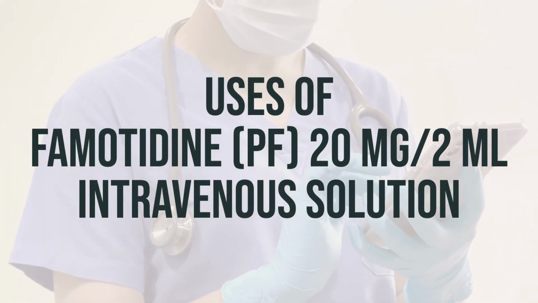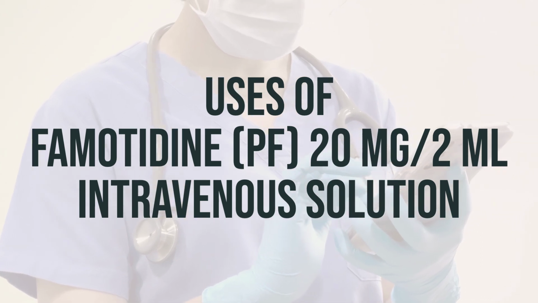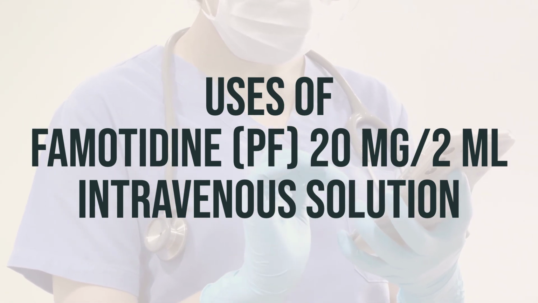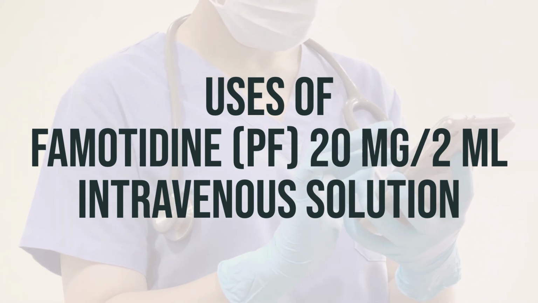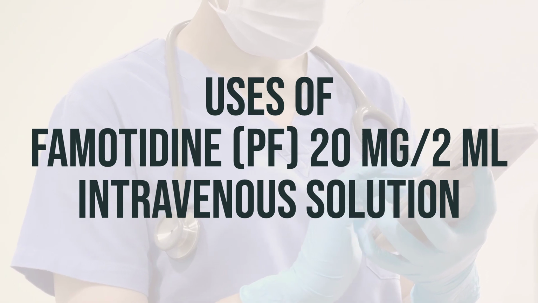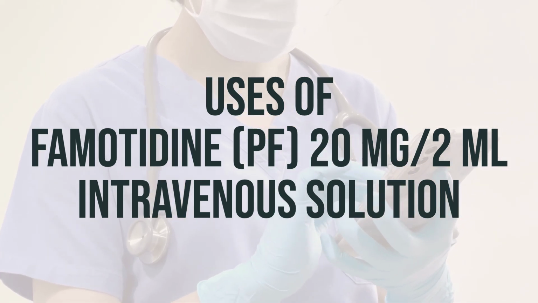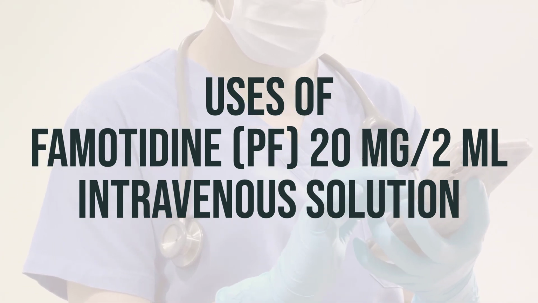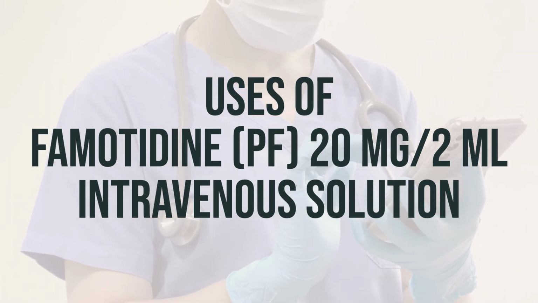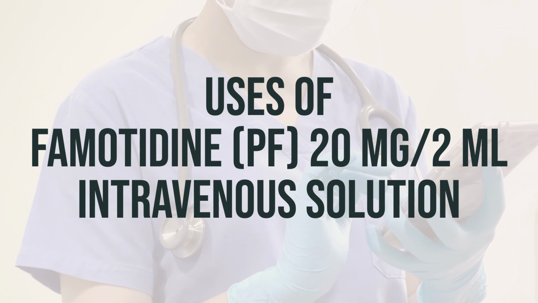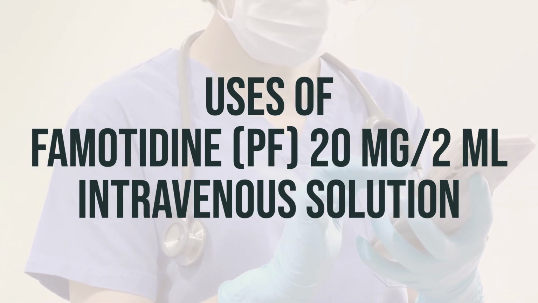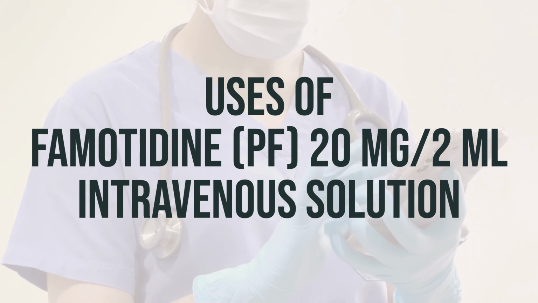Famotidine, PF, 20 mg per 2 ml intravenous solution is used to treat ulcers in the stomach and intestines, and to prevent intestinal ulcers from recurring after they have healed. It is also used to treat certain stomach and throat problems such as erosive esophagitis, gastroesophageal reflux disease, GERD, and Zollinger-Ellison syndrome. This medication works by reducing the amount of acid produced in the stomach, which helps to relieve symptoms like persistent cough, stomach pain, heartburn, and difficulty swallowing.